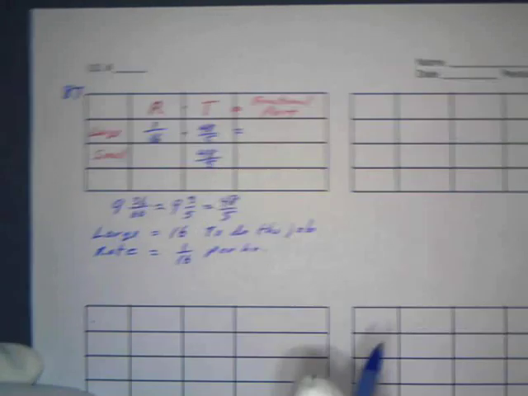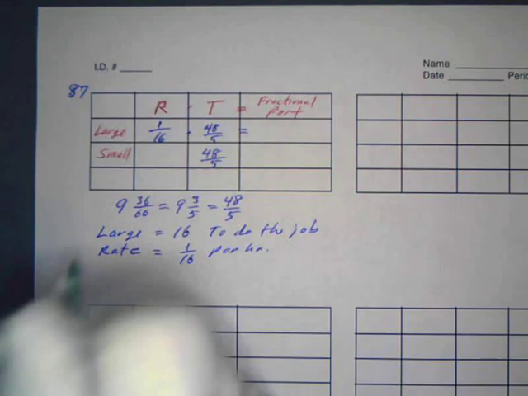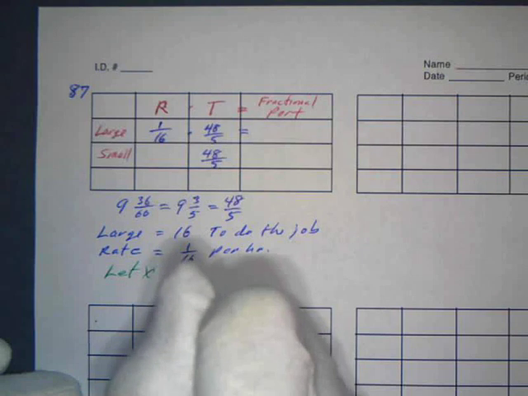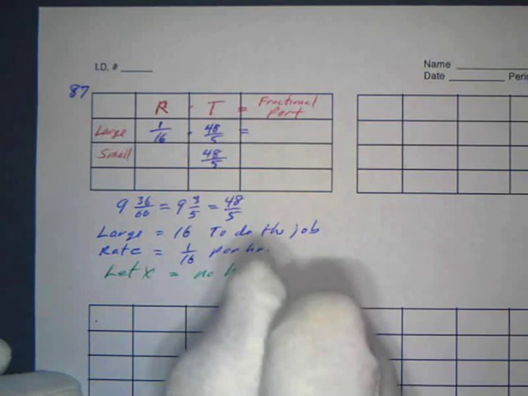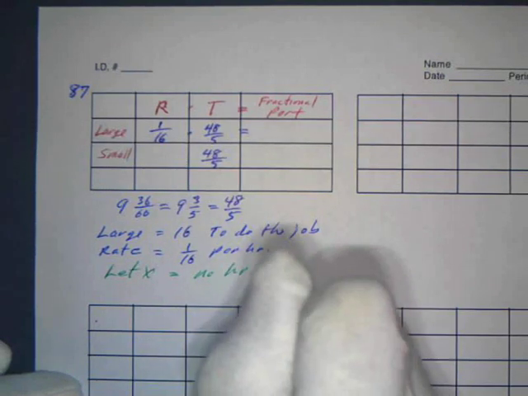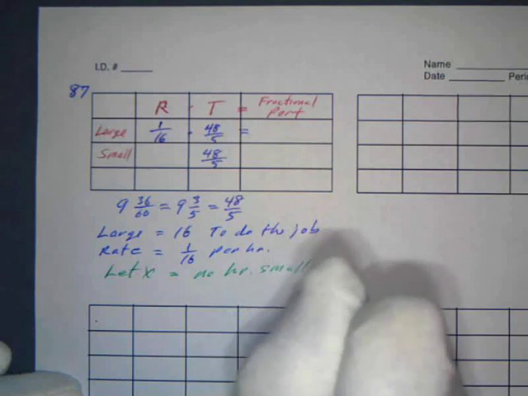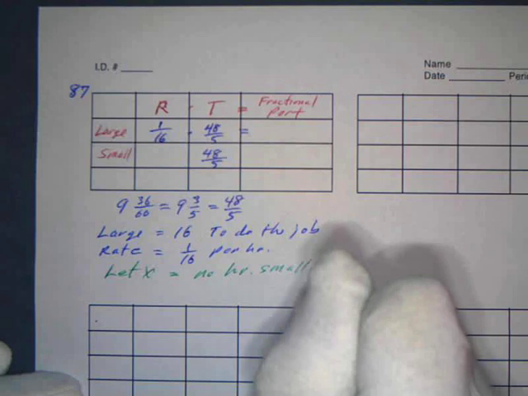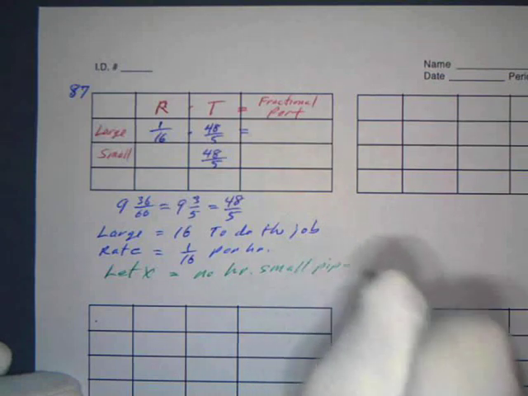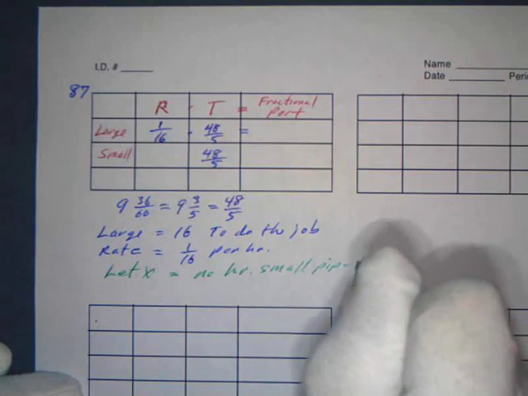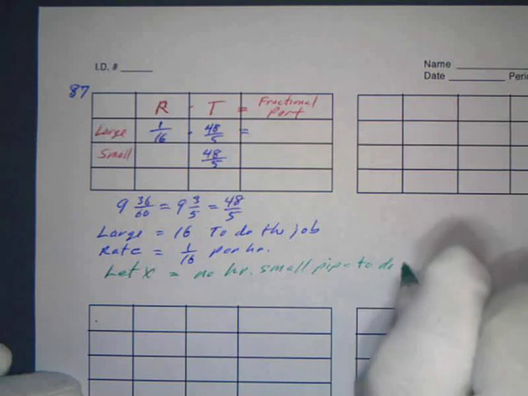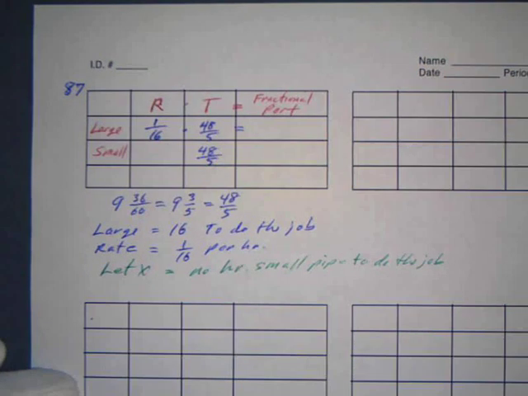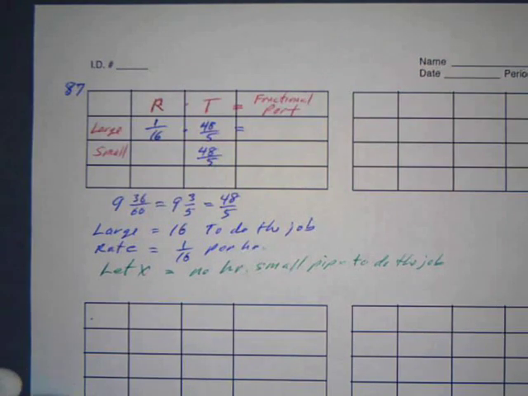Now the small pipe, that's a tricky part. So let's let x equal the number of hours for the small pipe to fill the vat or do the job. Or fill the vat. Okay? We can read that. You can always zoom in on these things, I guess.